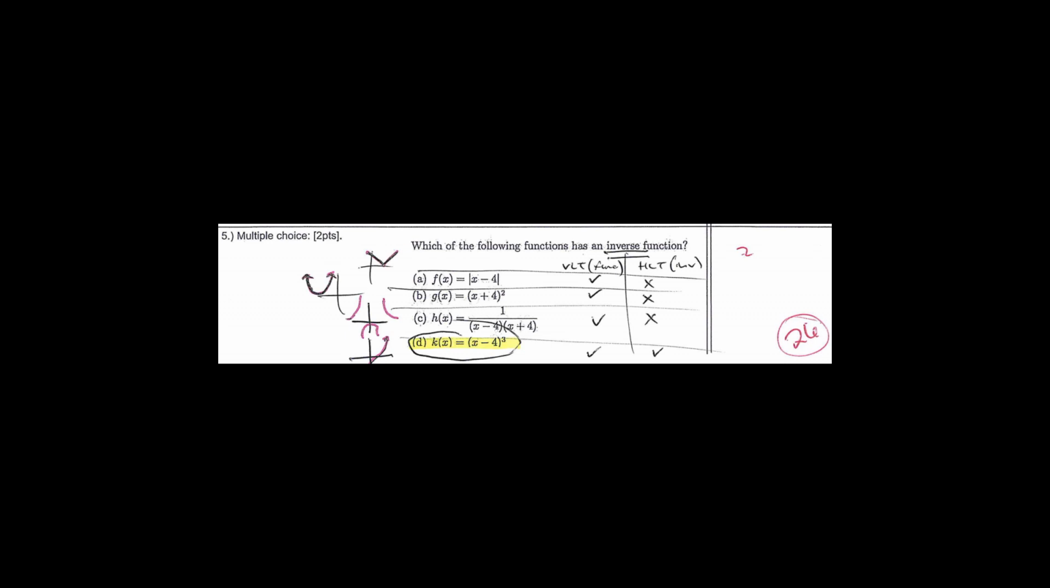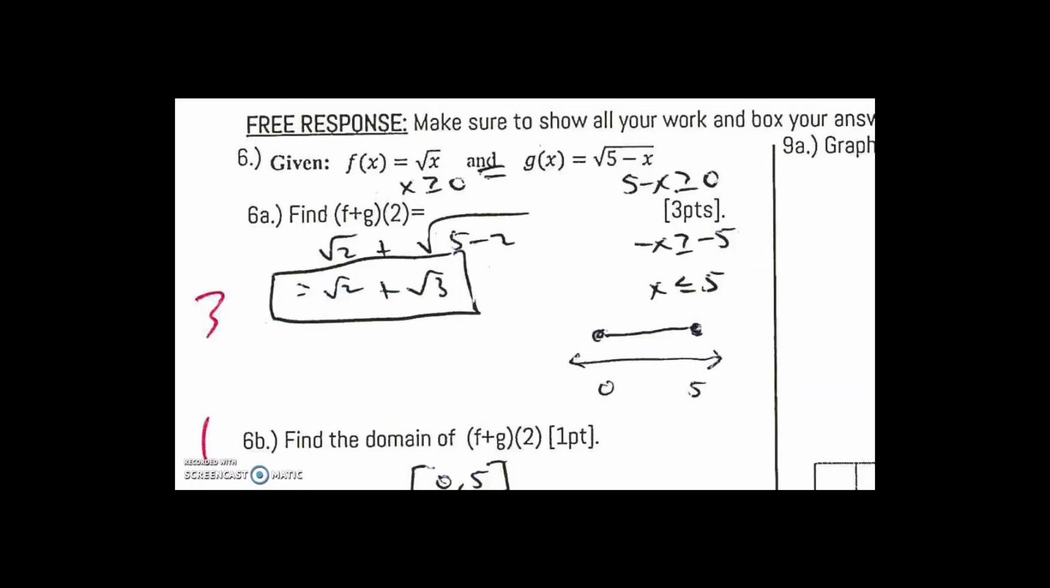So I did this for all of them, and the answer should be D, because after I graphed that one, I did the horizontal line test, and it only went through 1 point per horizontal line I drew. So yeah, that is the multiple choice questions. All right, so thanks, Nicole.